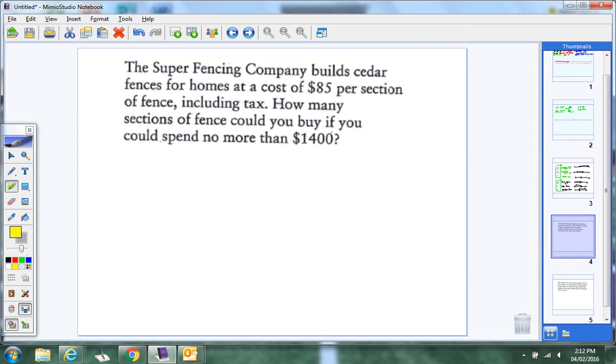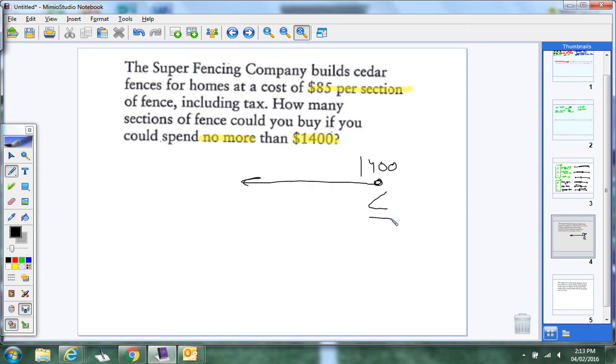The Super Fencing Company builds cedar fences for homes at a cost of $85 per section. Any numbers should make you want to pay attention. Including tax. How many sections of fence could you buy if you could spend no more than $1,400? No more is an inequality statement. No more is similar to at most. It's the same thing. So 1,400 is the most we can spend. It's the maximum. We can spend 1,400, but that's the maximum, so we can do everything below that. So you need to know that our inequality statement should be less than or equal to.